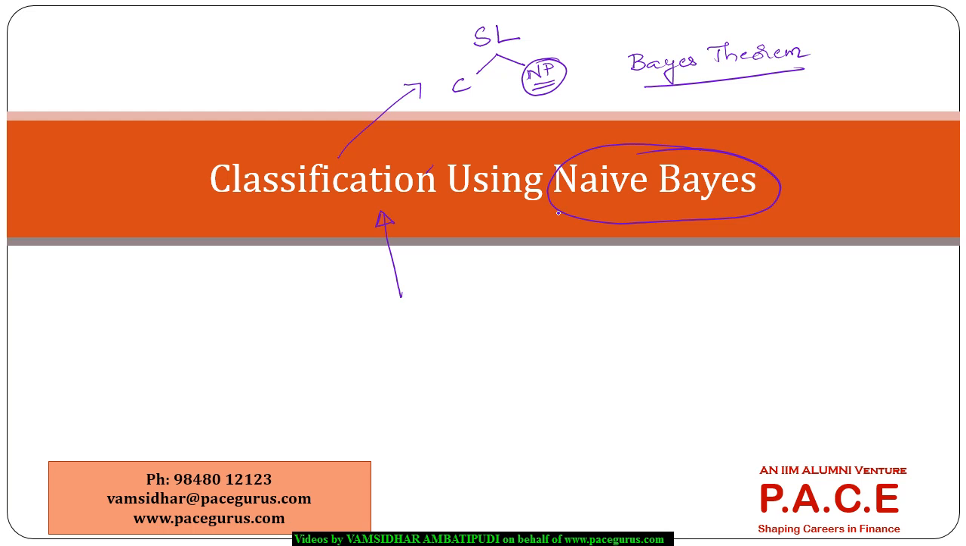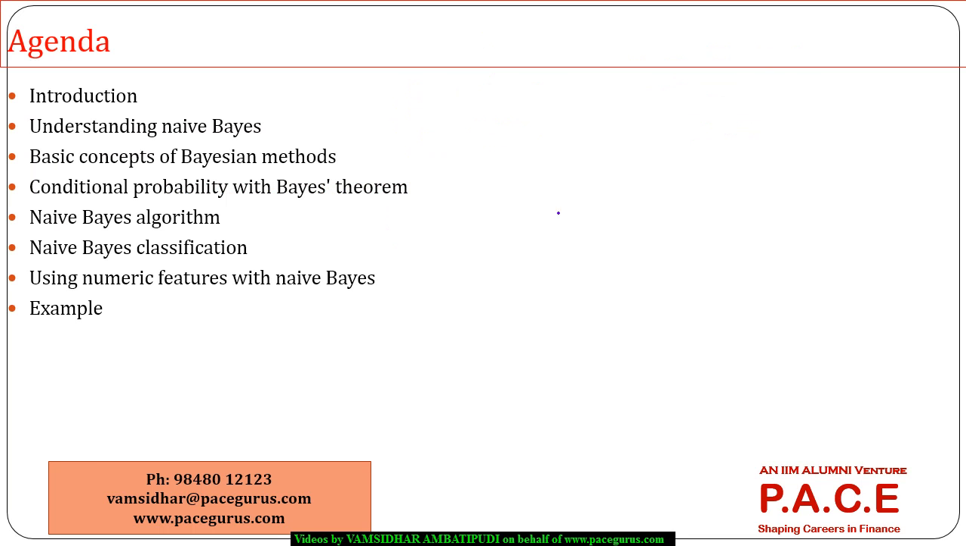So we'll see what naive Bayes is all about, in which context we need to use this naive Bayes algorithm, what is the basis, what are the fundamentals that are associated with naive Bayes, how does the Bayes theorem come into picture, what are the basic concepts associated with Bayesian methods. A few important definitions from the world of probability, which are conditional probability and the Bayes theorem, we are going to discuss them.